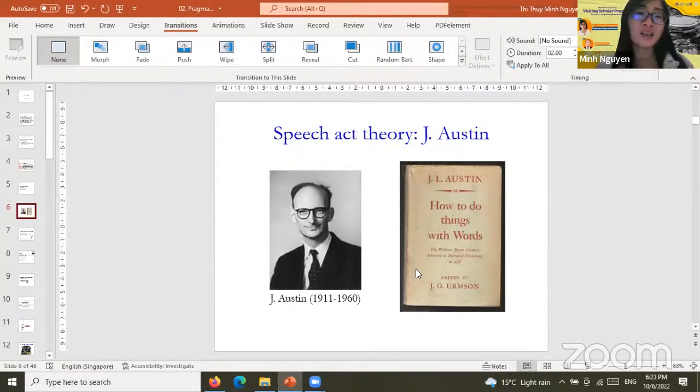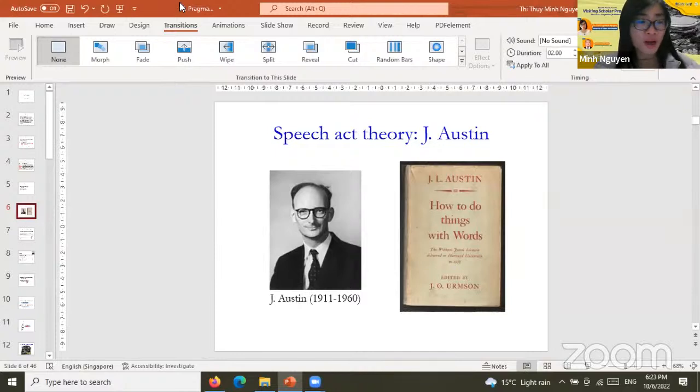He actually didn't write this book, right? I mean, the book was published after he passed away. As you can see, the book was published in 1962, and he passed away in 1960. So actually, his colleagues published the book based on a collection of his lectures. The book was based on the series of lectures that he gave at, I think, Harvard University. All right. So what happened?